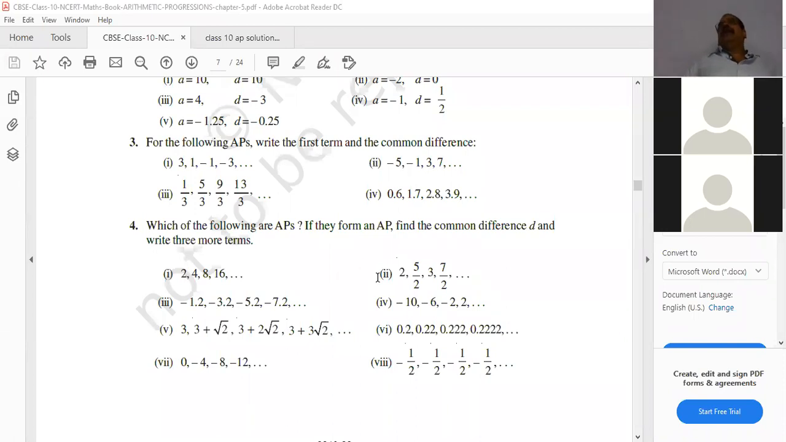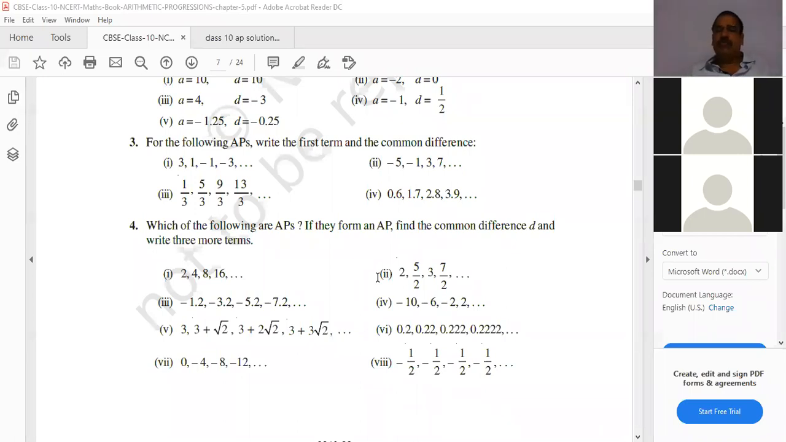Is it an AP or not? Tell first. Second bit. Anyone? Or do I have to tell? Nitish Kumar, give the answer. Nitish, are you there or not? Is my voice audible? Hussein, you tell.